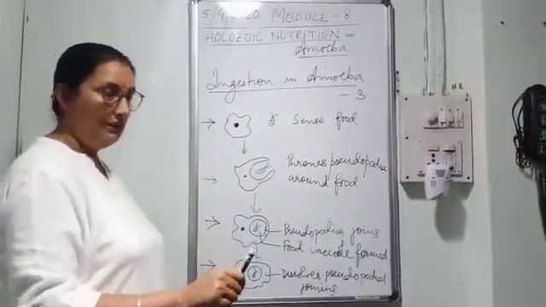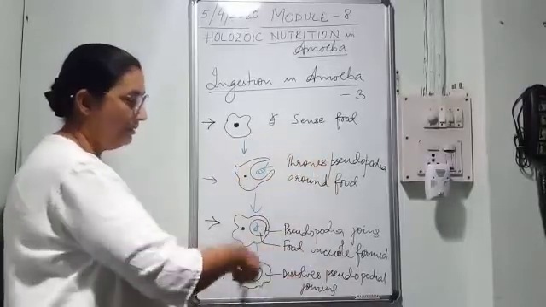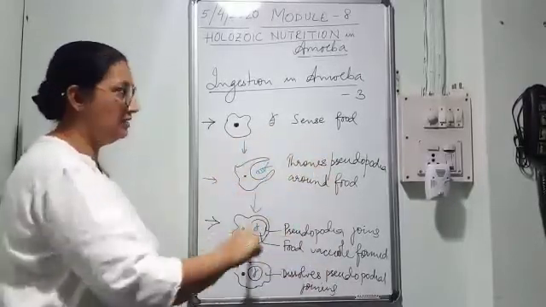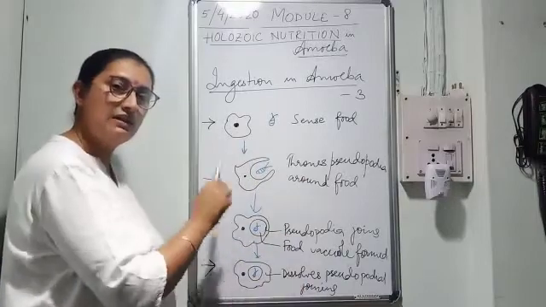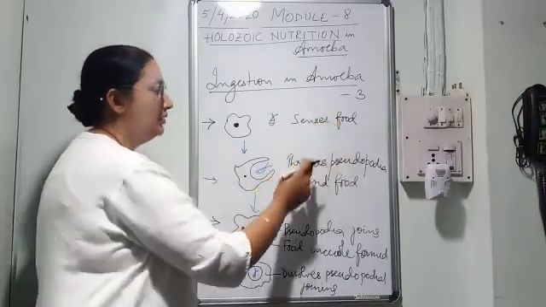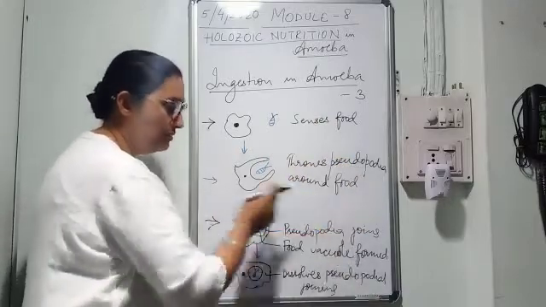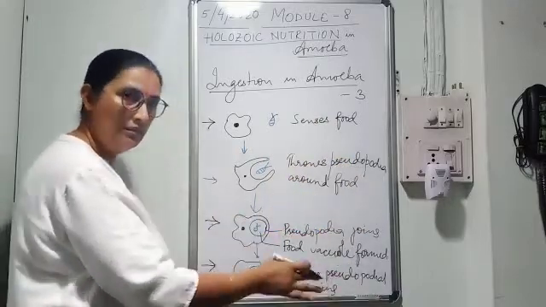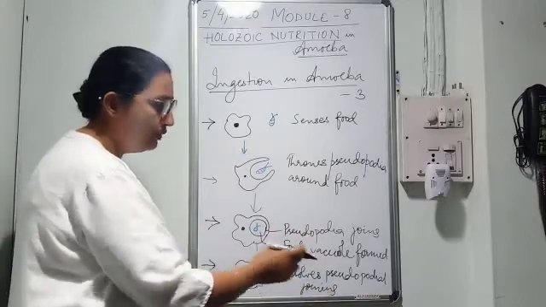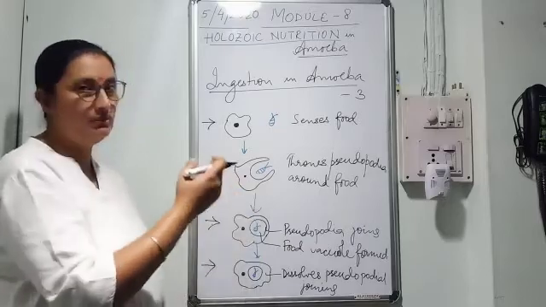I am repeating again that this is enough to write a 3 marks answer. You can write exactly as I have shown on the board. Senses food, throws pseudopodia around food, pseudopodia join, food vacuole formed, dissolves pseudopodial joining. This is enough for ingestion in amoeba for 3 marks.